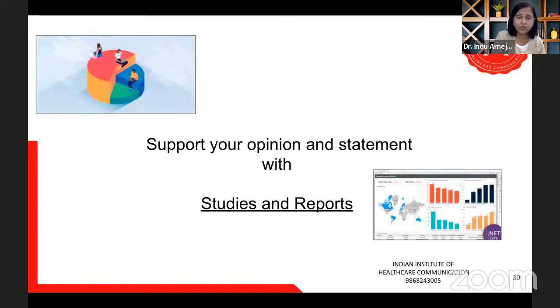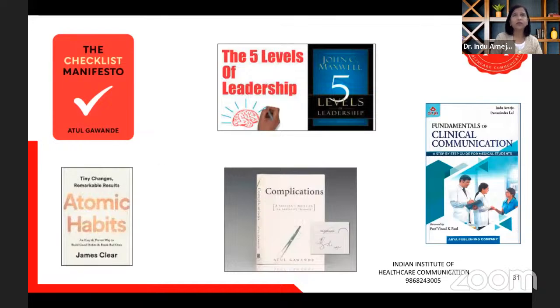Also, when you are making some statement about something very strong, it has to be supported with studies and reports. Have we missed some slides? Oh, they will come in the next one. Sorry, the facilitation skills slides will come in the next one because there were a lot of slides.